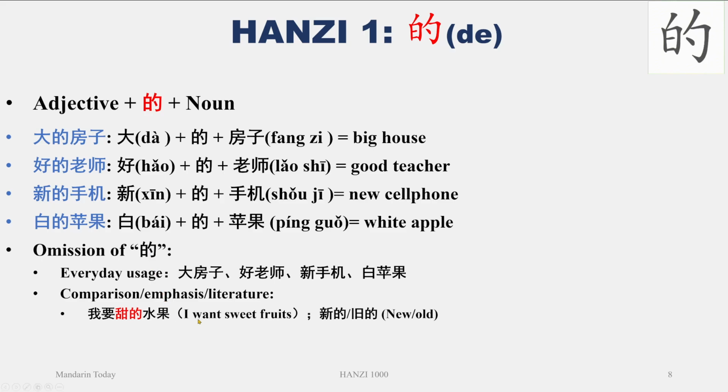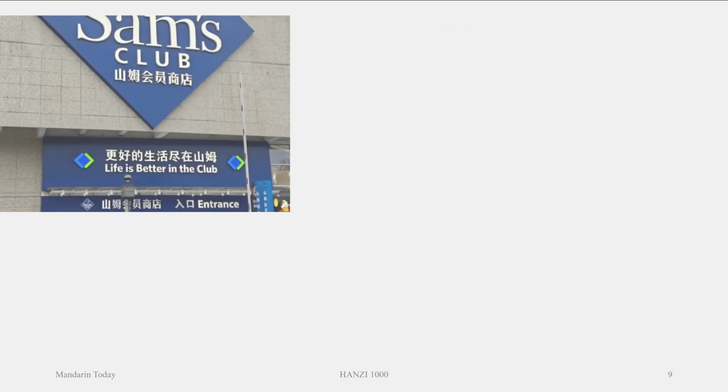And some other situations where the 的 will be kept is when you want to make a comparison, you want to emphasize, or when it appears in formal writing like literature. So that's basically it. Next one.